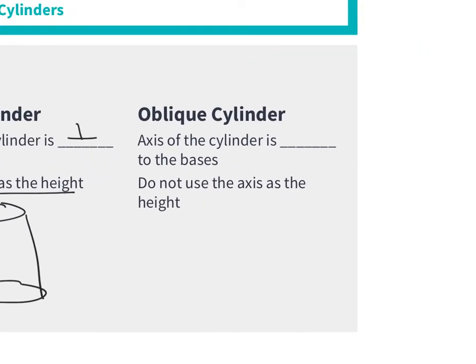An oblique cylinder then, your axis of the cylinder is not perpendicular to the bases, so you cannot use the axis as the height. You might have a picture like this where your cylinder is kind of shoved over and your height will be marked perpendicular outside. That's the height that you use, even if they give us that axis length.